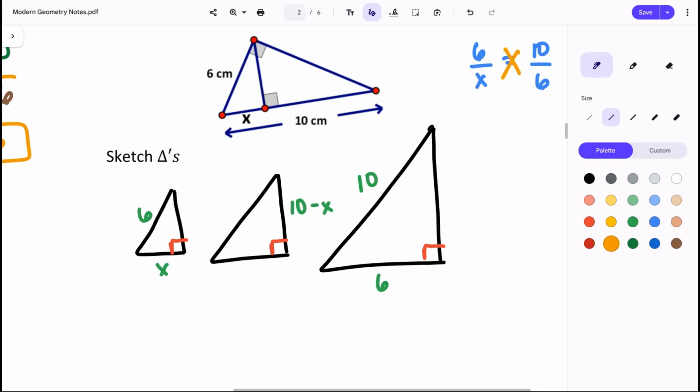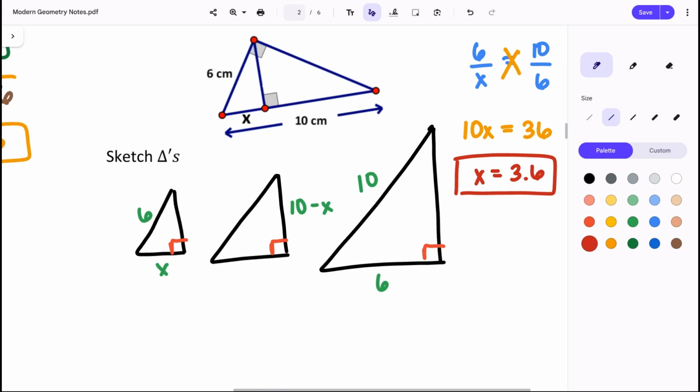Okay, so if we cross multiply here, we get 10x equals 36. What would you guys do to solve this one? Good, divide by 10, what do you get? 3.6. Okay, we didn't get a whole number that time. Sometimes you're not going to get a whole number. Sometimes you're not even going to be able to do something with a square root. Okay, but that doesn't mean that you did it wrong. It just means that maybe this one doesn't work out as nicely as some of those other ones did, right?